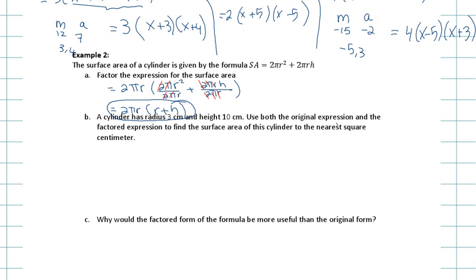So you're going to have to use the original formula, the factored formula, and you're gonna plug in the value for R and the value of H. What's R? What is it equal to? 3. What's the height for H? Okay. 10. So I'm going to replace the R with 3 and the H with 10.